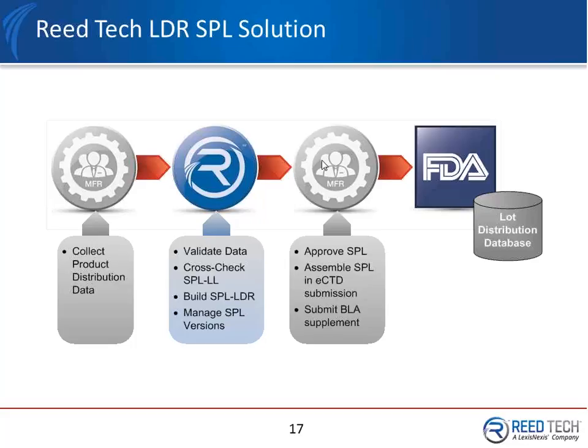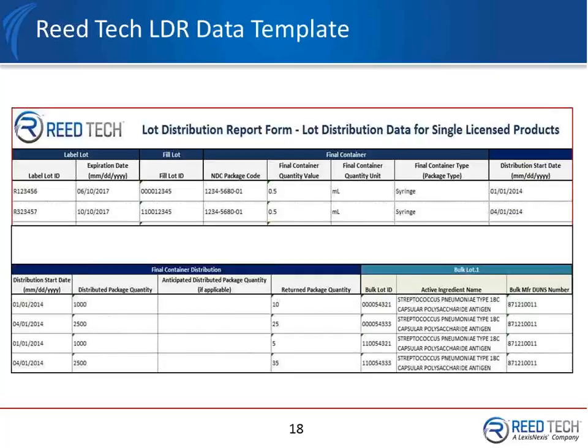But for being part of the eCTD, we could submit that eCTD for you. However, we're not your eCTD provider or your solution, so we would need either your eCTD provider, or if it's internally at your organization, to compile that eCTD submission and either submit it, or if you need support submitting it, you could pass that to Reed Tech to make the submission. And then ultimately, that will end up in the FDA's lot distribution database.